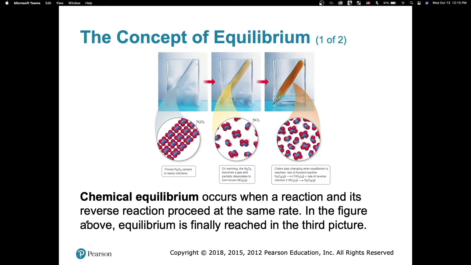The reason is that the rate of creating the products is the same as the rate of creating the reactants, right? So there won't be any change in the number of moles of products or reactants once you reach equilibrium. Make sense?